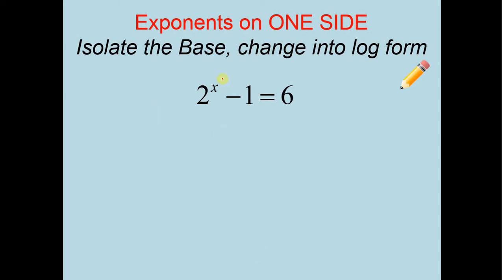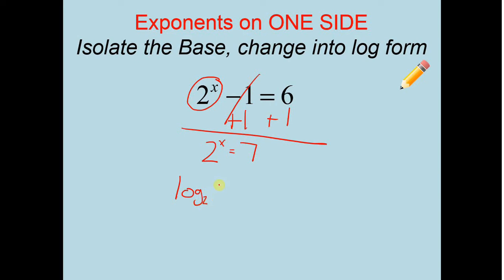So let's get just this alone. I want this all alone. So I'm going to add 1 first. And you're going to get 2 to the x equals 7, right? 6 plus 1, 7. I am stuck in exponential world. I can't get to x. So let's jump to log world. So that's log base 2 of 7 equals x. Marvelous. I have gotten to that form.